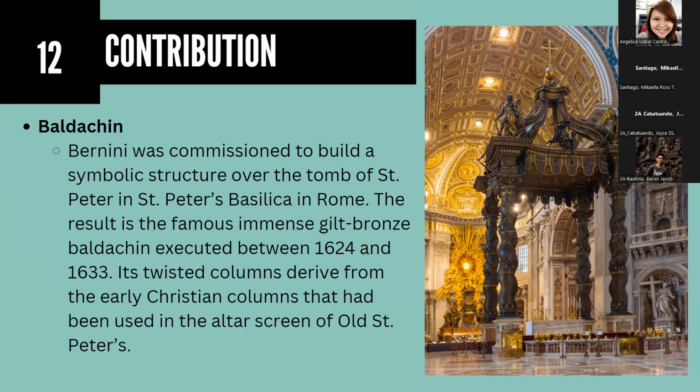Bernini has many contributions in making the St. Peter's Basilica. Some of them are the baldachin. Bernini was commissioned to build the symbolic structure over the tomb of St. Peter in St. Peter's Basilica in Rome. The result was the famous immense gilt bronze baldachin executed between 1624 and 1633. Its twisted columns derived from the early Christian column that had been used in the altar screen of Old St. Peter's.